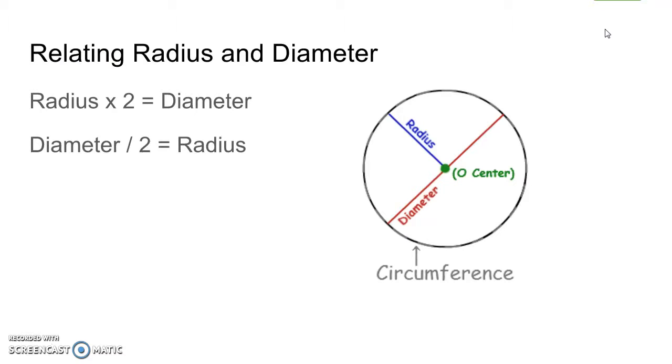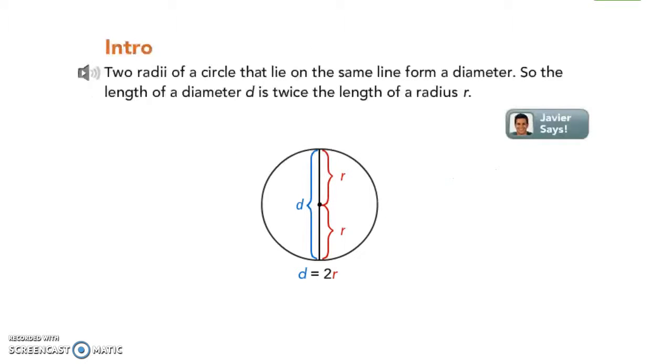All right, remember the relationship between radius and diameter. You may want to jot this down if you don't remember it, that the radius times 2 gives us the diameter, and the diameter divided by 2 gives us the radius. You need to understand that relationship to be able to do the next type of questions. And here's just another way of writing that little relationship. D equals 2R, so 2 times the radius gives you the diameter.